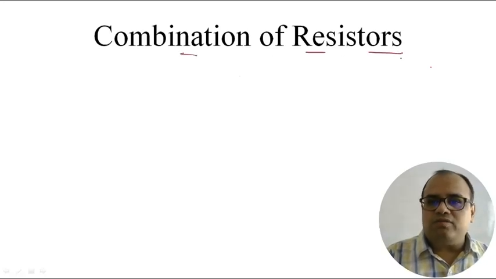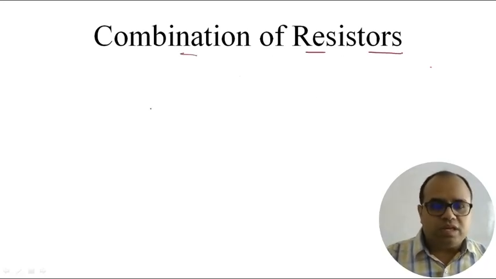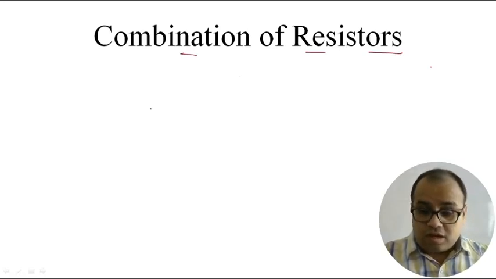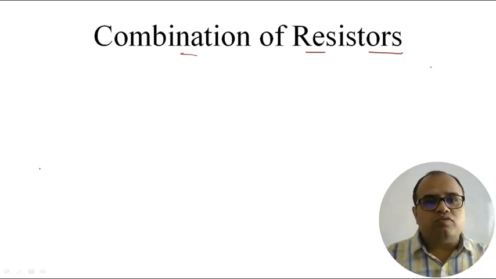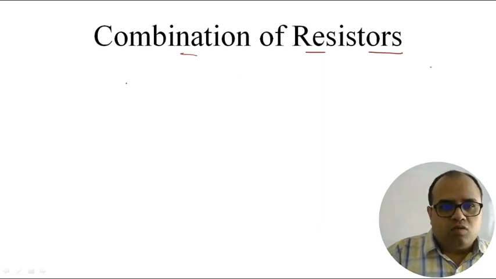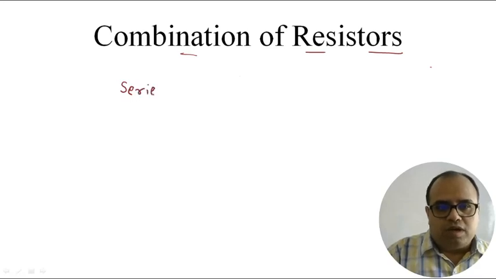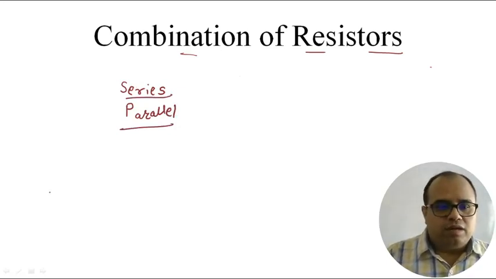Okay, so how can we connect the resistors? How can we combine the resistors? Let us try to understand that. Now there are two ways to combine the resistors. One way is series combination and the other way is parallel combination. So these are two ways by which the resistors are connected, series and parallel. Let us try to understand them one by one.